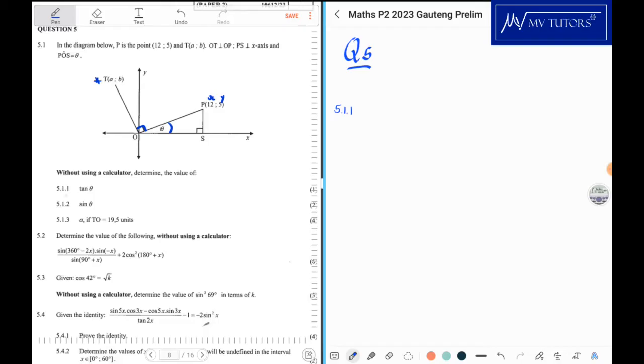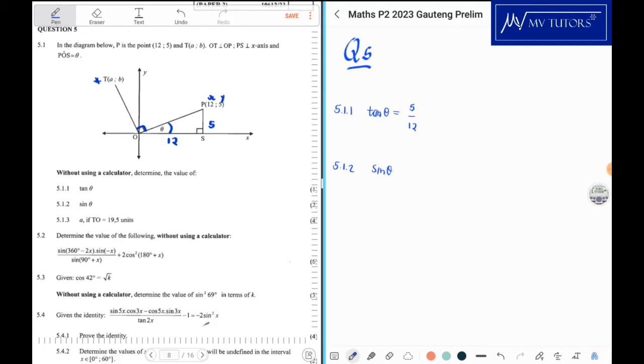Alright, so what would tan theta be? Remember, tan is opposite over hypotenuse. So we already know that PS, being our y value, is 5, and OS, being our x value, that is 12. Alright, so tan would be 5 over 12, which is y over x. And we can leave it there because we're not using the calculator. And it's only 1 mark. Now it says sine theta.